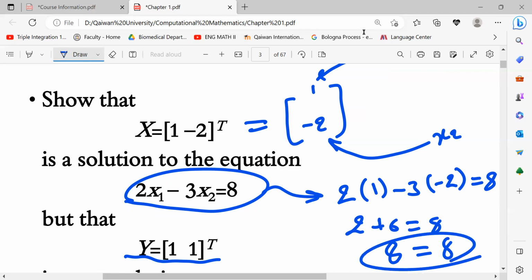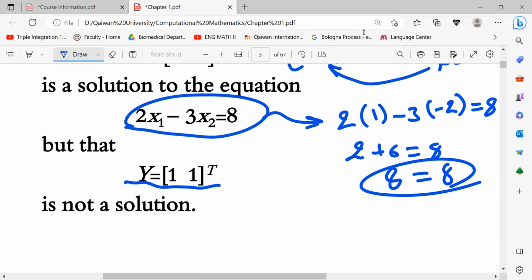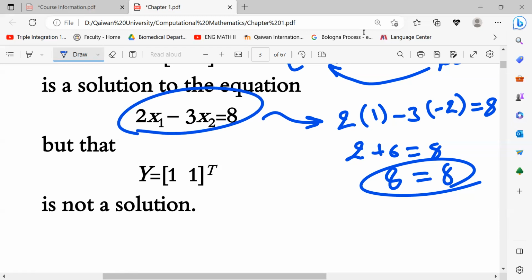That means it satisfies the equation. So 1 and -2 is a solution for the equation. And it says, show that 1 and 1 is not a solution for the equation. It's for the same equation.